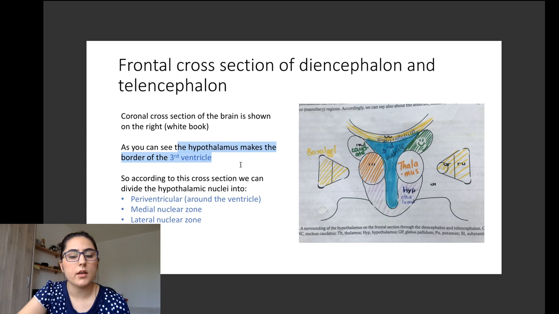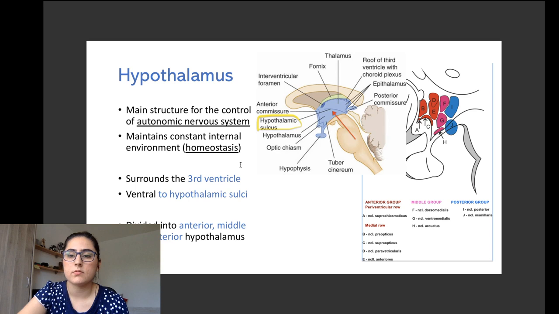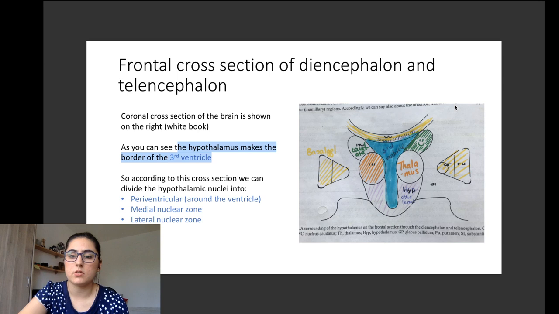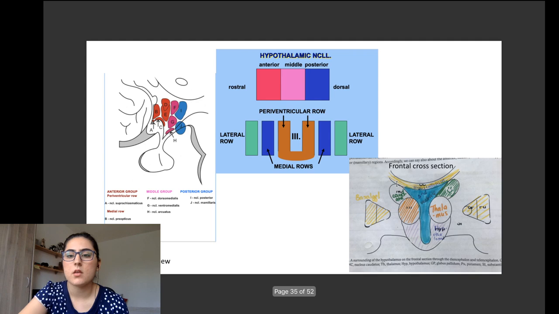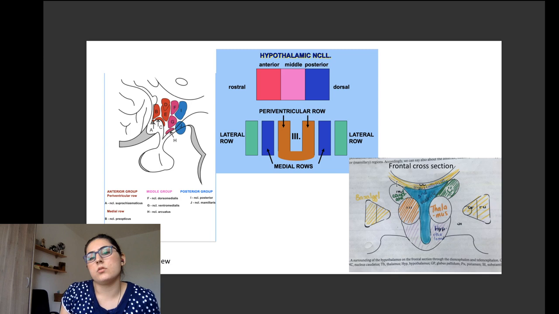Okay, why did I talk about this? Because if I look at my sagittal cross-section, I can divide my hypothalamus into anterior, middle, and posterior group. But if I look at this cross-section, I can further divide my hypothalamus into this tiny part, periventricular zone, this tiny part, medial zone, and lateral zone. So, depending on which cross-section, we have two different classifications of my nuclei. Just to put everything into perspective, we said that if I have this view, then I can divide my hypothalamic nuclei into anterior, middle, and posterior nuclei.